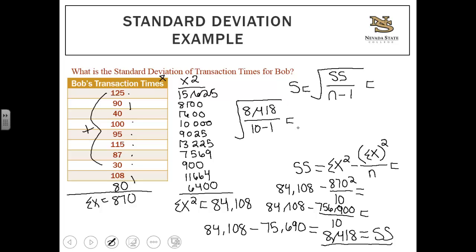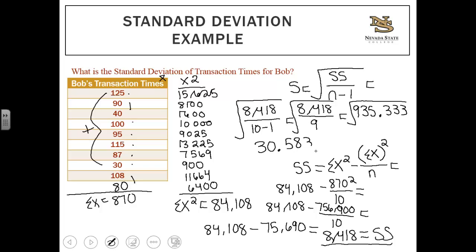So this becomes 8,418 divided by 9. Well, 8,418 divided by 9 gives you 935.333. And 935.333, take the square root of that, you get 30.583. That is your standard deviation for Bob.